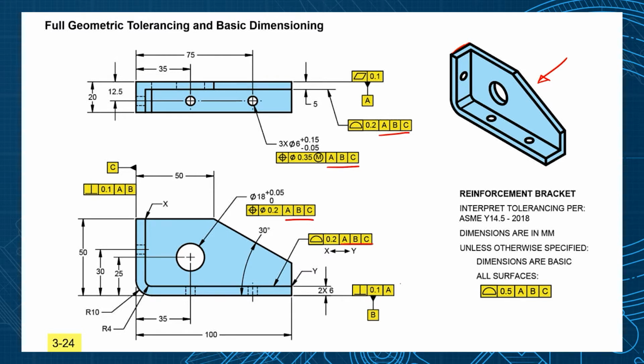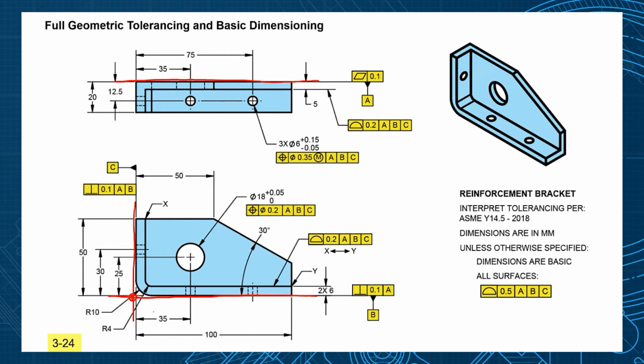ABC, ABC, ABC. So then I find those on the drawing. So A is going to be this back plane here. That's going to create your primary datum. B is your bottom edge here, and C is this left edge. So that creates the datum reference frame in this corner.